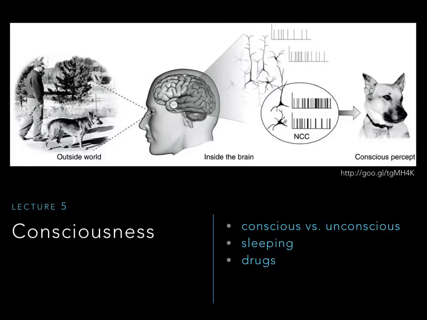First thing that we'll do is distinguish between conscious and unconscious minds. Then we'll talk about what happens when we go to sleep. And then finally, we'll talk very briefly about some of the different drugs out there and how they affect brain function.